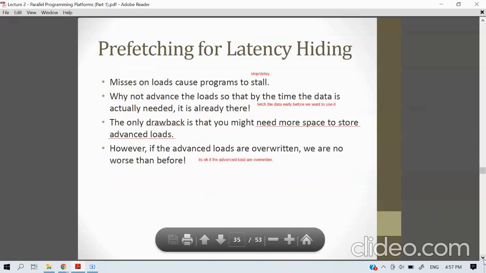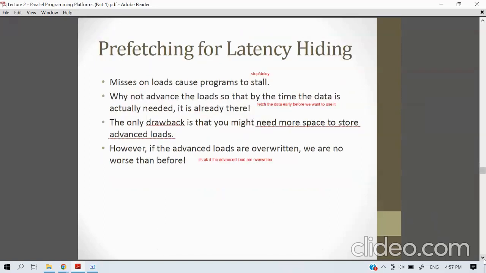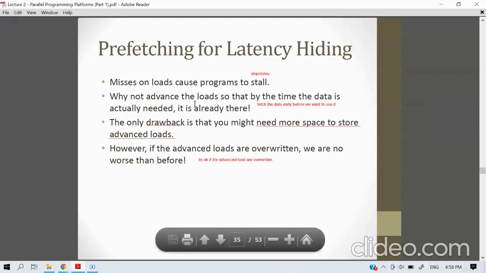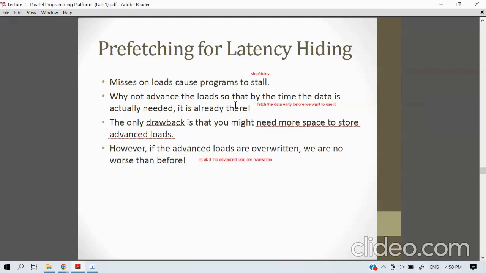Okay, so let's look at prefetching for latency hiding. In this situation, misses on loads cause programs to stop, which means the program might be delayed if we miss on the loads. So why not advance the load? The alternative, instead of missing the loads, is to load the data at an earlier stage, so that by the time the data is actually needed, the data is already there.